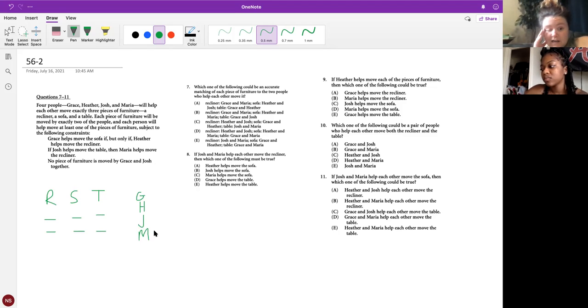And so I look at this and okay, cool. All right, so let's go ahead and start with rule number 1. Grace helps move the sofa if, but only if Heather helps move the recliner. So I would do G underscore S, arrow, H R.